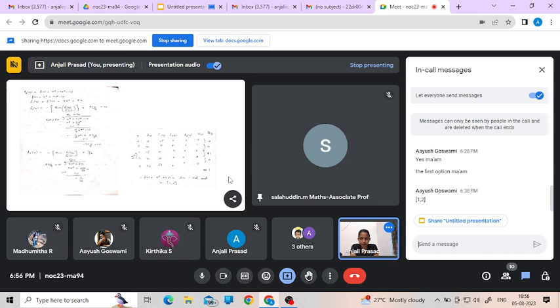You have to choose one of the options. The first option says that only the first statement is true. The second option says that only the second statement is true. Option C says that both 1 and 2 are true, and option D says neither 1 nor 2 is true. So tell me which option is true. Which of the statements is correct?